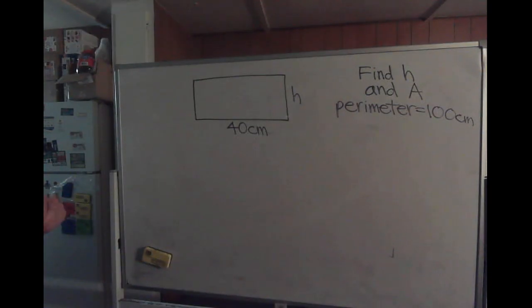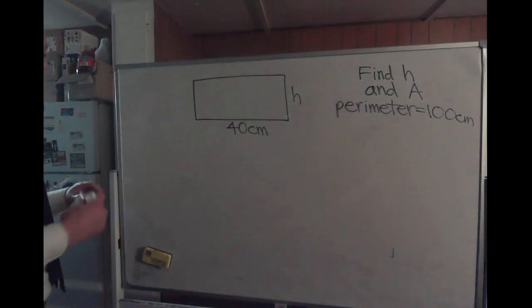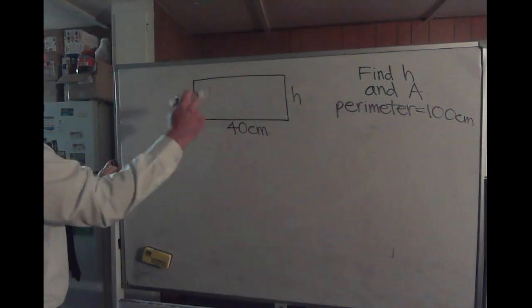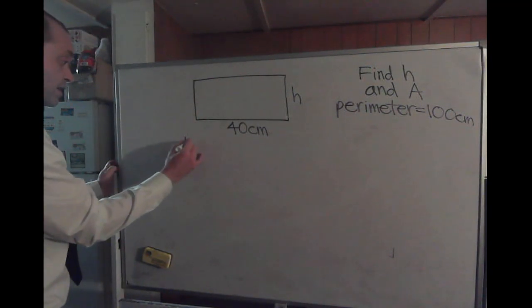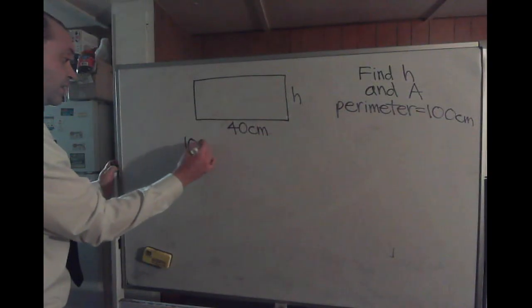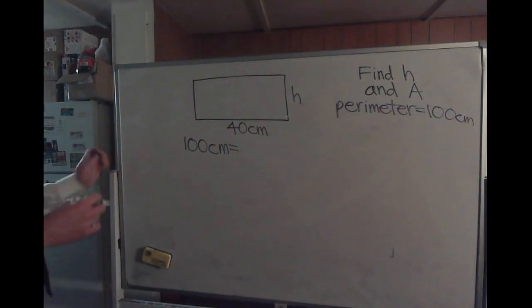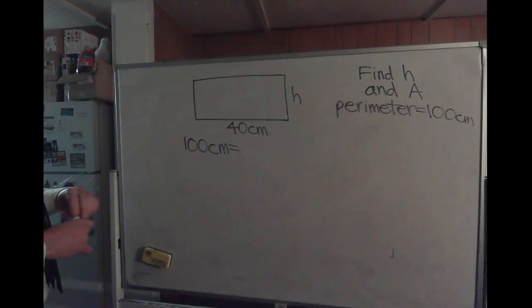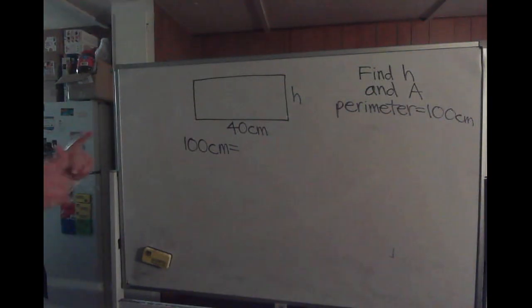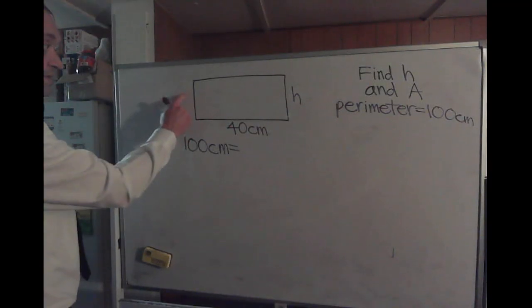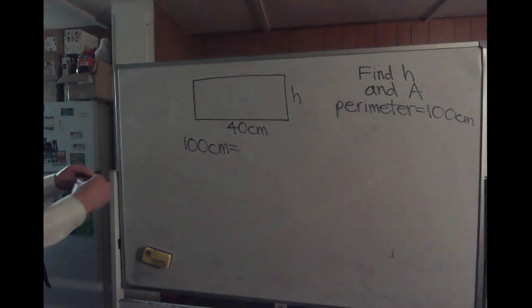Well, to solve for the height, since we don't know the area, we're going to base it off the perimeter, right? In order to find that perimeter of 100 centimeters, we'll set that 100 centimeters equal to what? Well, again, in a rectangle, both pairs of opposite sides are congruent. So this length here of this height would also be h.